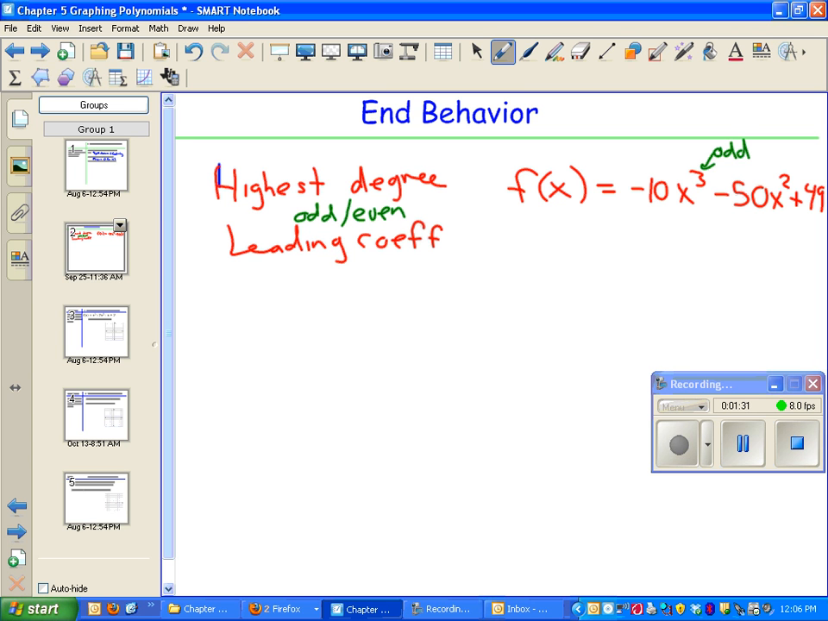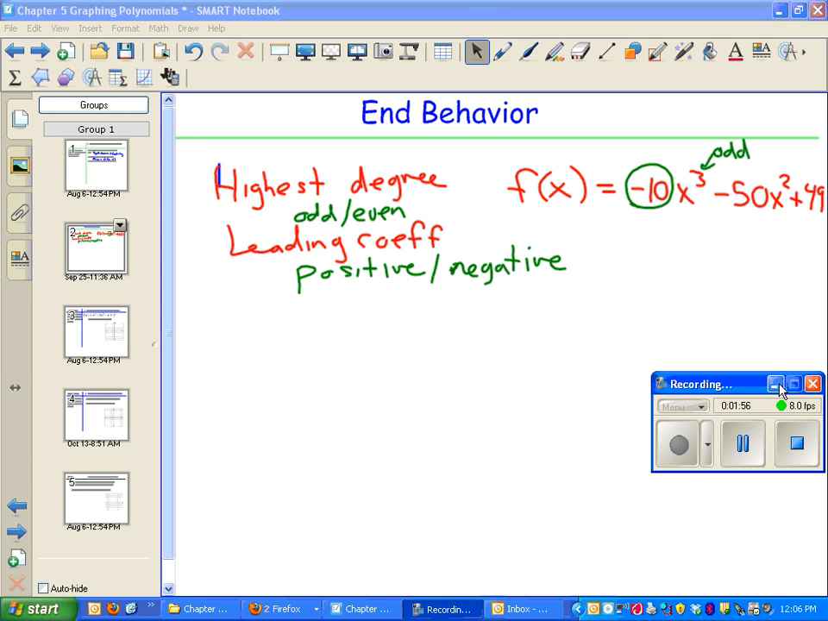And your leading coefficient is the number in front of your highest degree. So that would be negative 10. And your options there are either positive or negative. Right. So depending on whether it's odd or even, or positive or negative, that will change your end behavior. So we'll do an example.